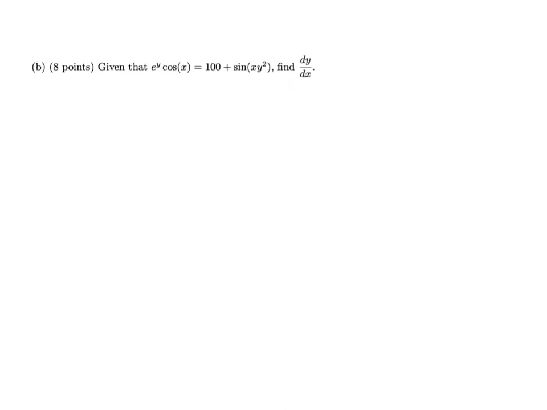Let's find dy/dx for this implicitly defined function. Step number 1 is to take the equation, which is e to the y cosine x equals 100 plus sine xy squared, and I take the derivative with respect to x on both sides.